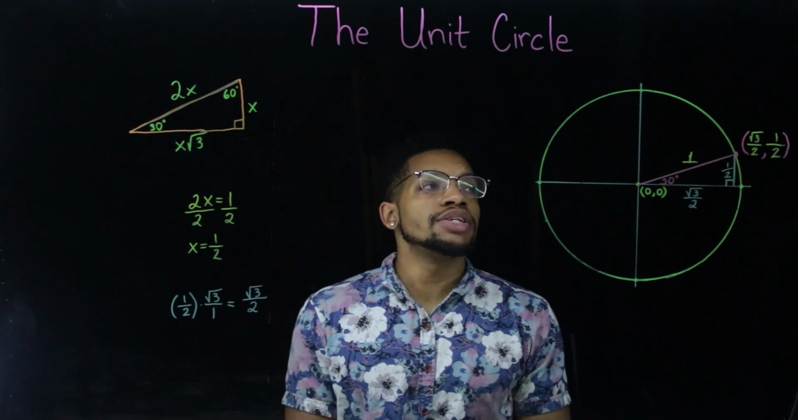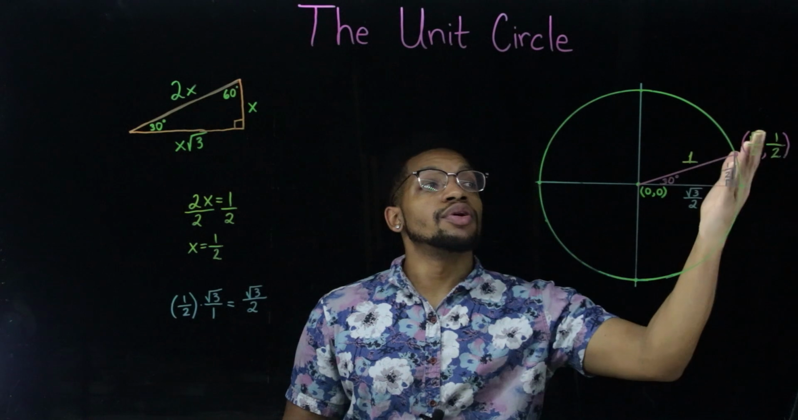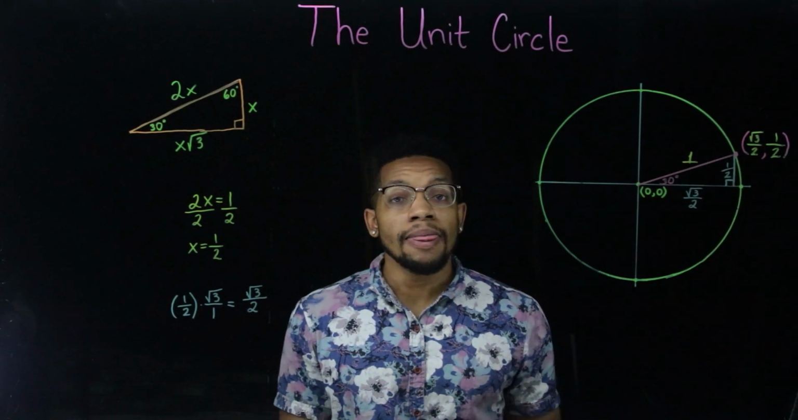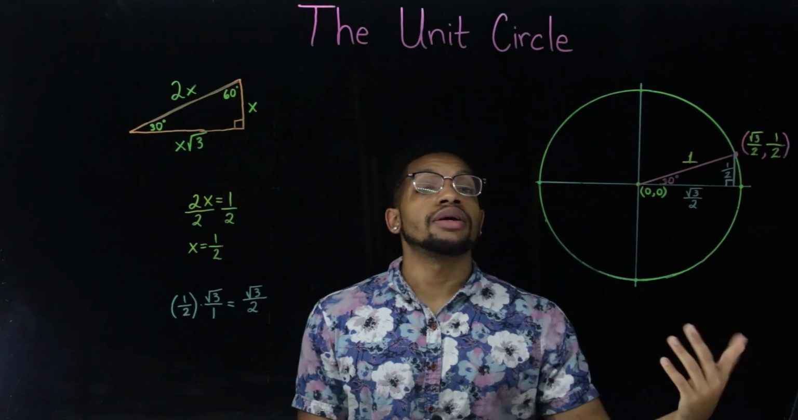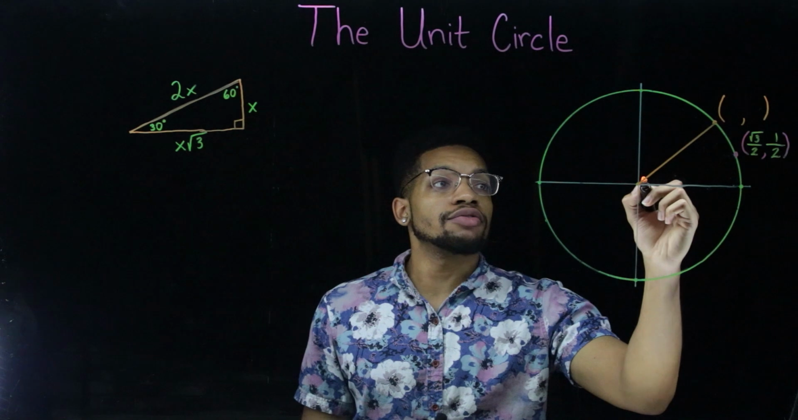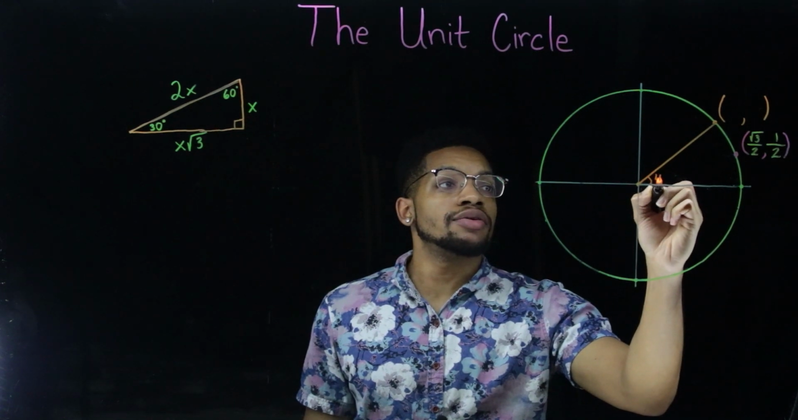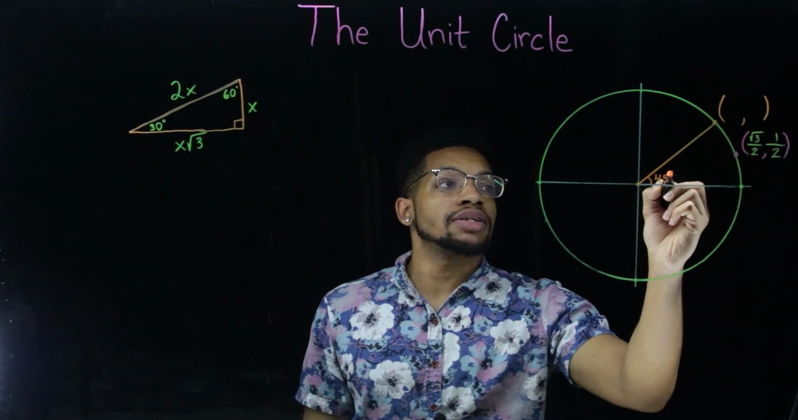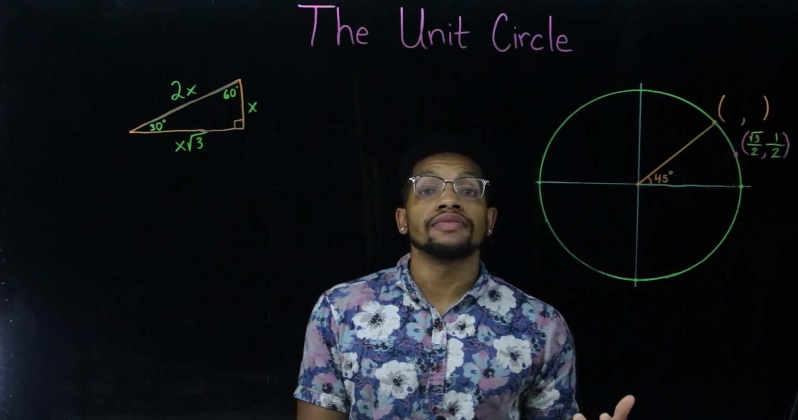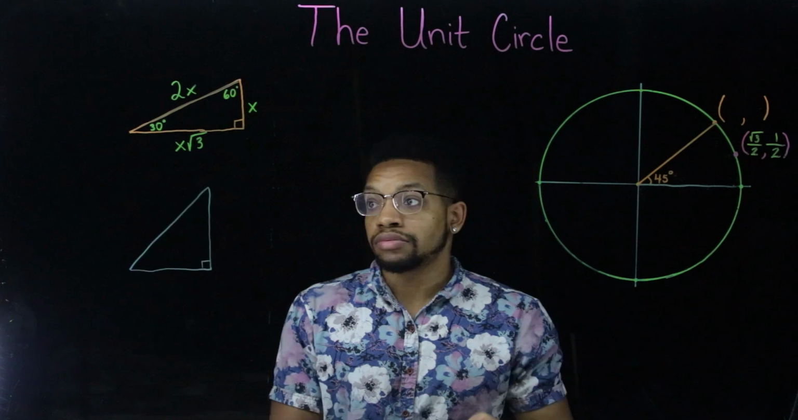And I know a lot of people who teach this like to just give you the coordinates right off and tell you to memorize them. I'm not saying it's a bad thing to memorize them, but I just want you to at least know where they come from. All right, so the next point right here is made by making a 45-degree angle from the positive x-axis. And if you notice, that looks a lot like the 45-45-90 triangle that we did in the last video.